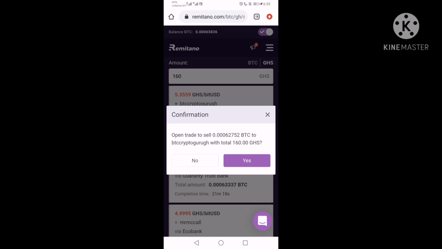Moving on, you'll be sent to the next page, which is a confirmation page to open a trade. A trade means that you are willing to be a buyer or a seller. In this case, I'm a seller, and so I'm opening a trade to sell my Bitcoin for an amount of 160 Ghana cedis. All you have to do at this stage is to press on yes.